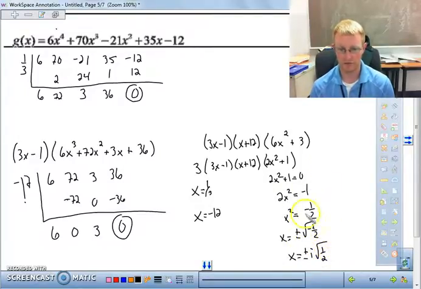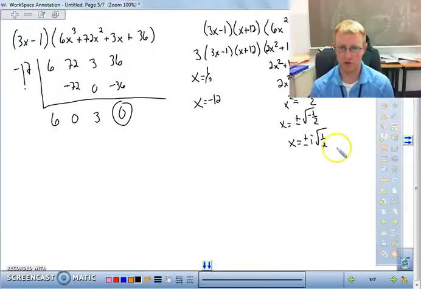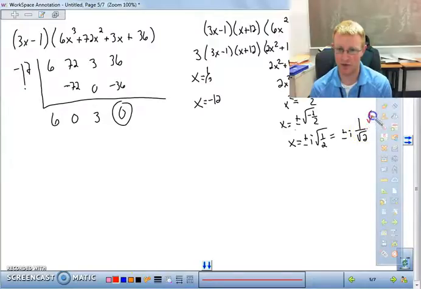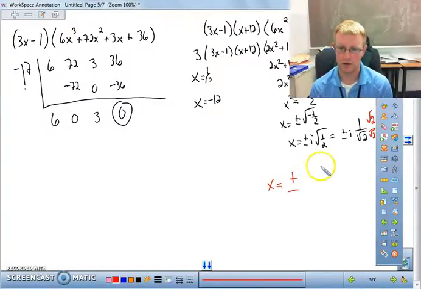Now, this gets a little bit difficult because you got to realize that this is the same thing as plus or minus i times 1 over root 2. So we need to rationalize our denominator by multiplying by root 2 over root 2. So that means we're going to get plus or minus i root 2 over 2.